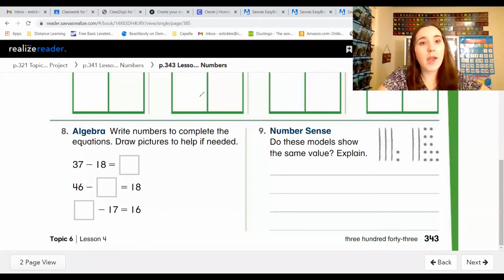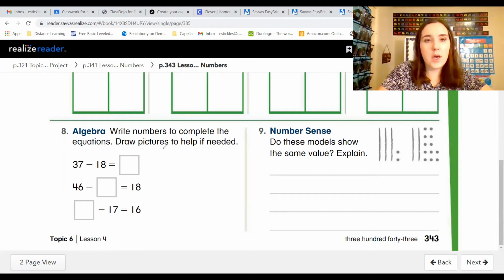Okay, let's go ahead and do number 8 together. It says write numbers to complete the equations, draw pictures to help if needed. So we have 37 minus 18 equals some number, and then we have 46 minus some number equals 18. And then we have some number minus 17 equals 16. Interesting. So this top one is just a regular subtraction problem. So let's go ahead and I'm going to stack mine up so I can see what I'm doing. So 37 minus 18.